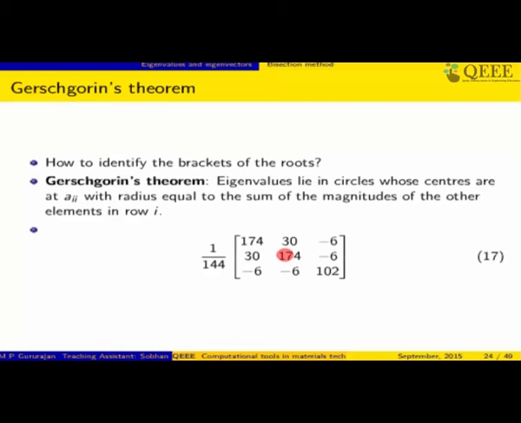In those cases you might get into problems if you try to use bisection, but Gershgorin's theorem gives you an assurance that there is a root. So by taking smaller intervals in this range, you might be able to bracket the root. So good. Gershgorin's theorem can be used.